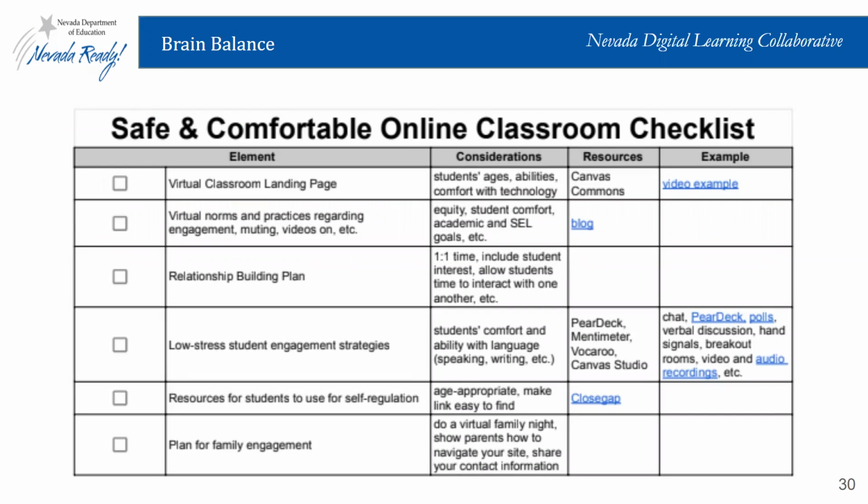So we have a safe and comfortable online classroom checklist. This is located also in your Brain Balance resources for participants handout that you got if you looked at the QR code at the beginning. The different elements here have check marks to the left of them. There's the element listed. There's a column for considerations. There's more resources listed and linked, and then there's examples.